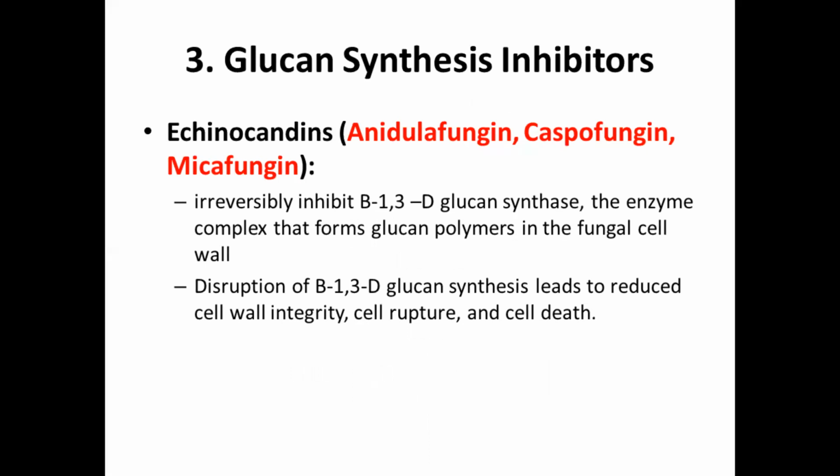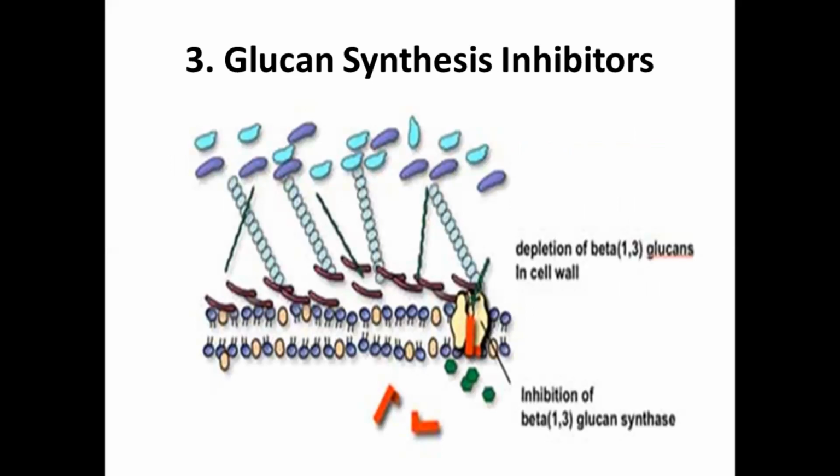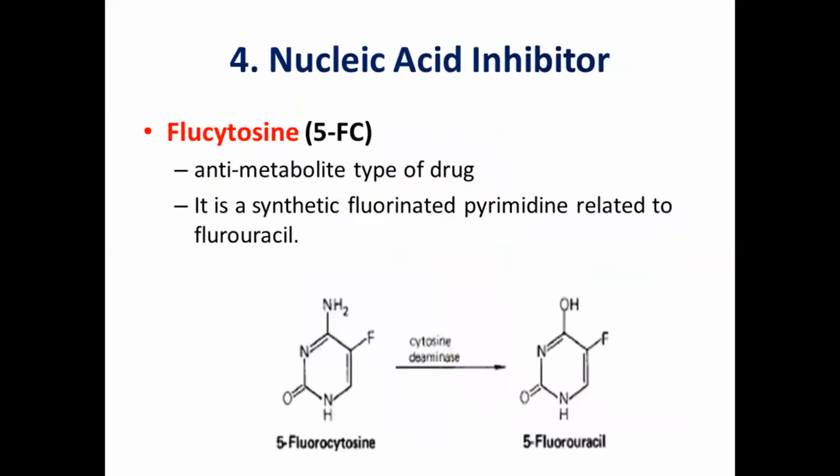So kung walang synthesis ng beta-1,3-D glucan, it reduces the cell wall integrity, therefore cell rupture, and it leads to the fungal death. So yeah. So kung walang nalilipid itong beta-1,3-D glucans, nagiging mahina yung wall. And also, we give flucytosine.